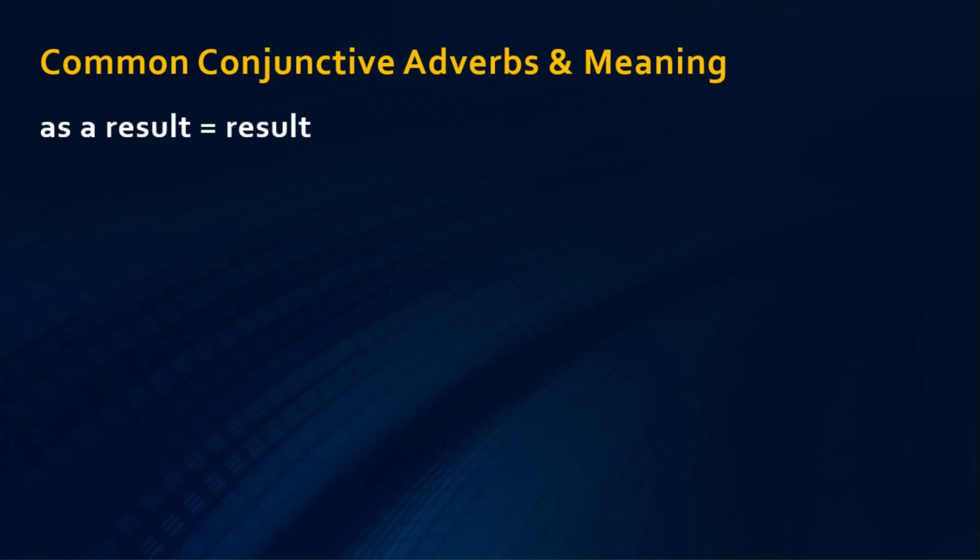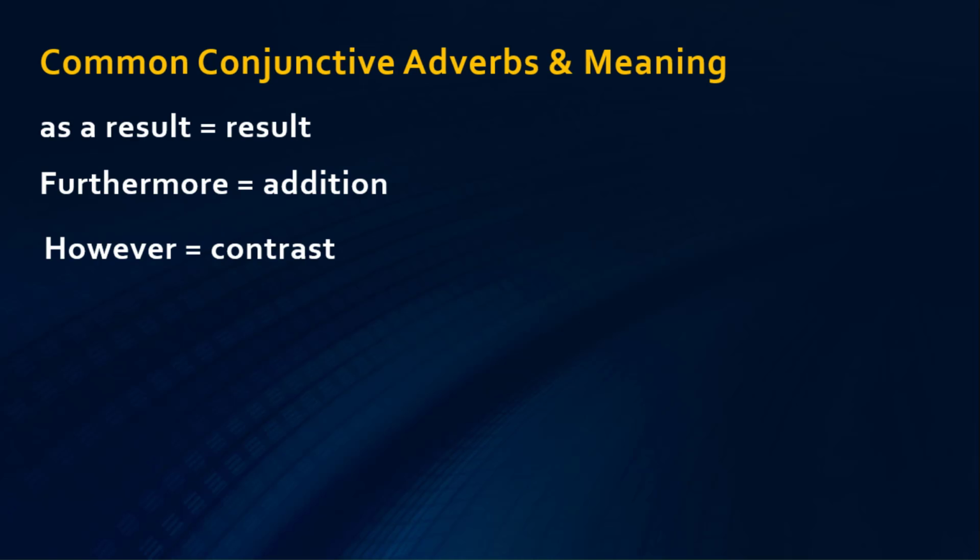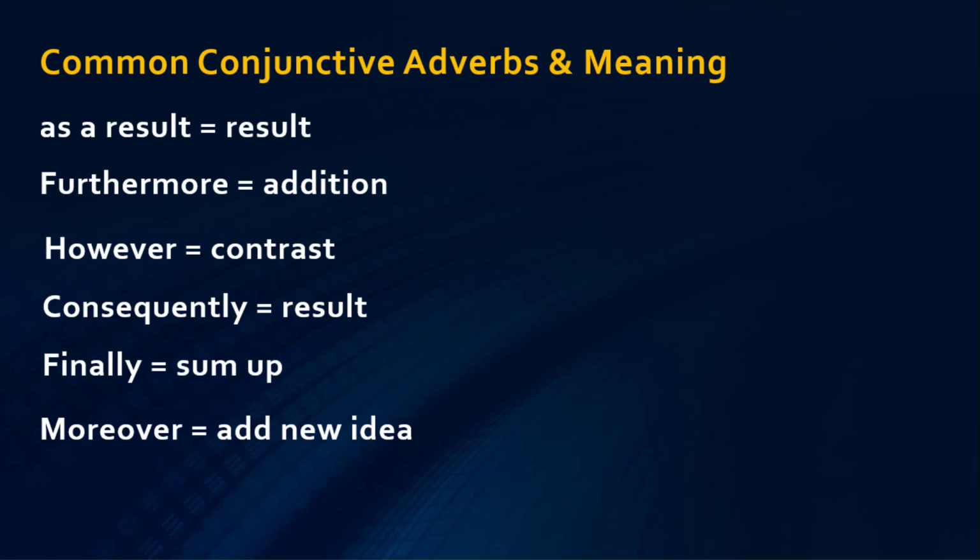As a result, it means the result. Furthermore, we use to talk about the addition. However, we use to show the contrast. Consequently, we use to show coincident result. It means that there are 2 actions that happen, and consequently we use it to connect the 2 activities. Finally, to sum up, moreover, we use it to add new idea.